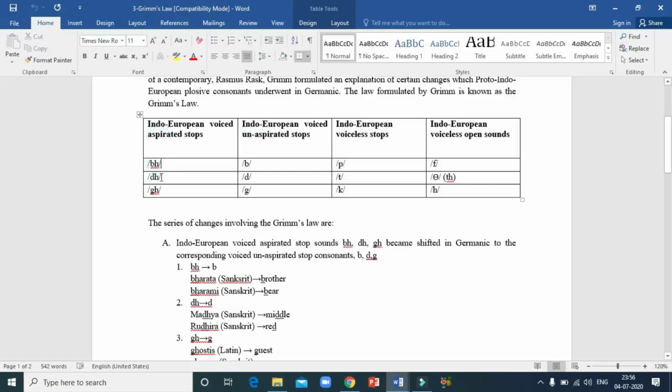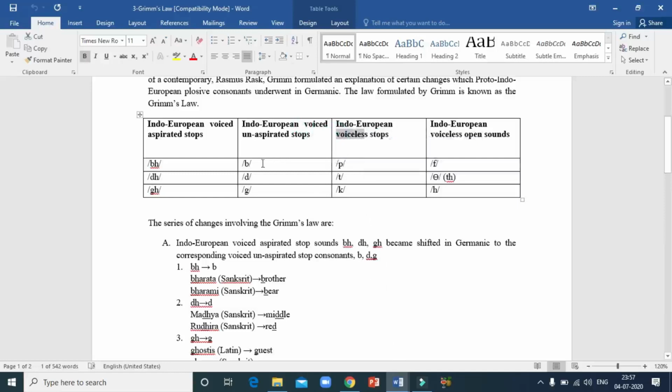So bh, dh, gh became b, d, g. So these are the changes. Bh, dh, gh became b, d, g. This is the first series of changes. Let's look at the second series. So Indo-European voiced unaspirated stops became Indo-European voiceless stops. So voiced ആയിരുന്നു, now it has become voiceless.